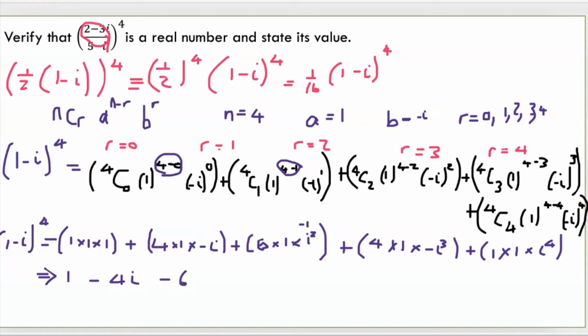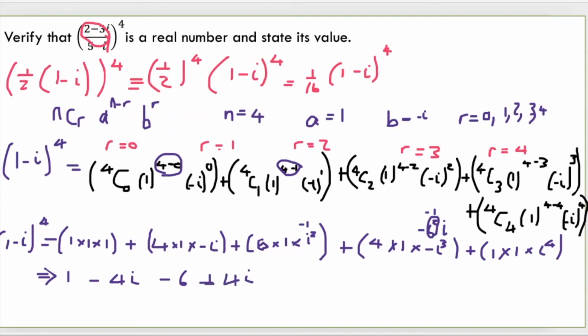Now negative i cubed: i squared times i cubed is i squared times i. So I can rewrite this part where we have minus i squared times i. Squared is negative 1, so it changed the minus sign here to positive, so I'm just left with positive i. So 4 times 1 times i, that is 4i.